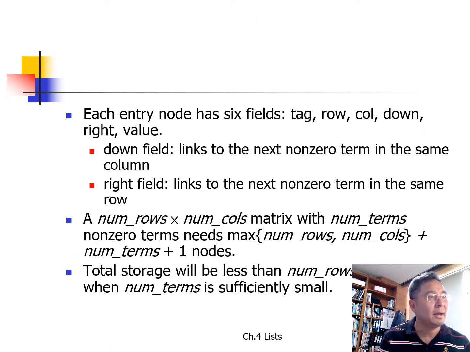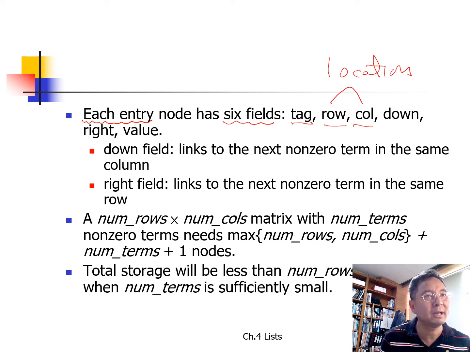Let me go to the next one. That was a header node, and the next one is the entry node. An element node has 6 fields. It also has a tag, row, and column, which is the location of the non-zero value, and then down, right, and value. The value means the non-zero value.